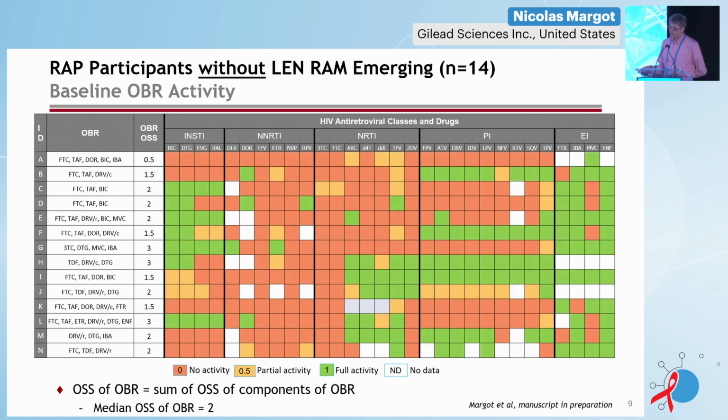So the table is a little complex, but it shows all the 4 main classes as well as the entry inhibitors. And the color coding is red being drugs that are inactive, orange is partially active, and green is full activity.